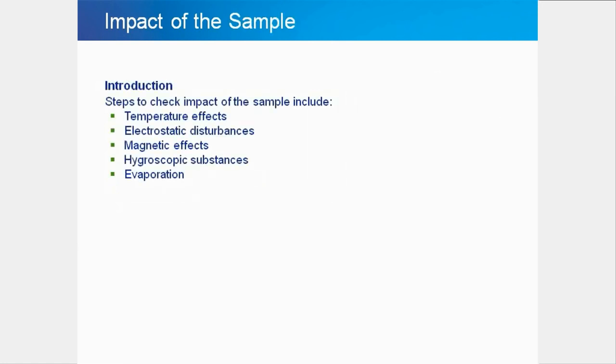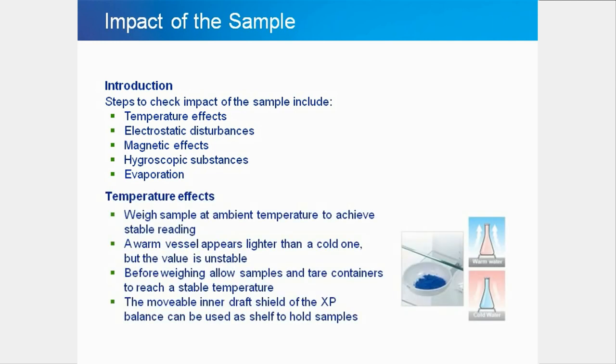The fourth and last way to eliminate adverse weighing influences is to reduce the impact of the sample. If the sample is not weighed at ambient temperature, it will require more time to achieve a stable reading. Allow samples and tare containers to reach a stable temperature before weighing. The movable inner draft shield of the XP balances can be used as a shelf to hold samples until the sample temperature has stabilized.